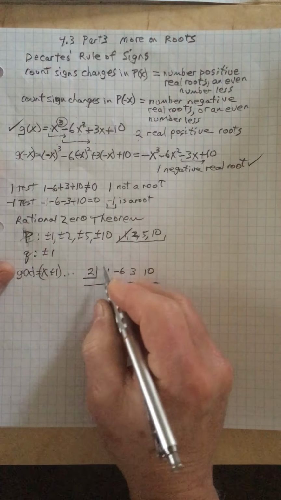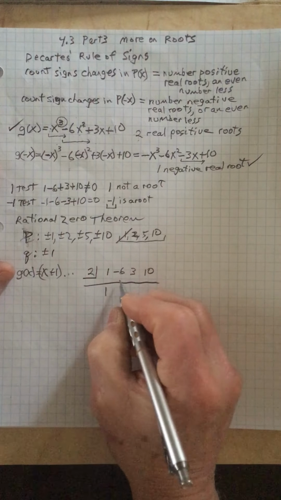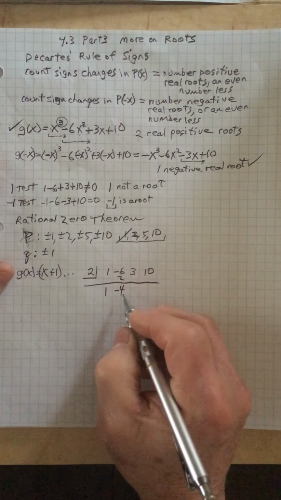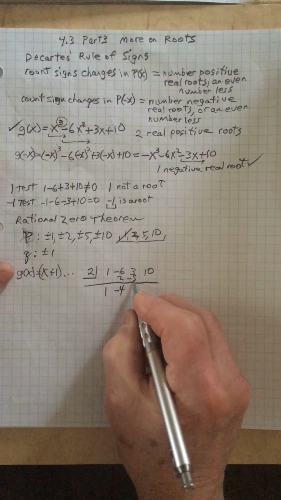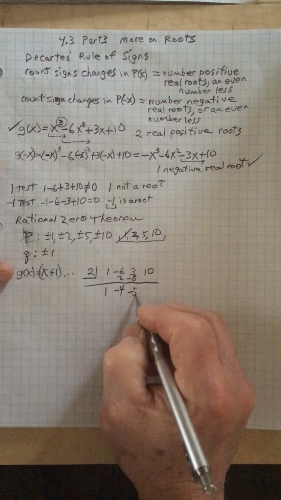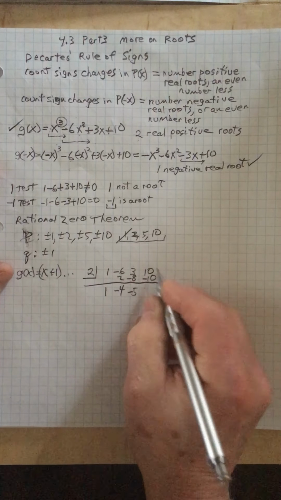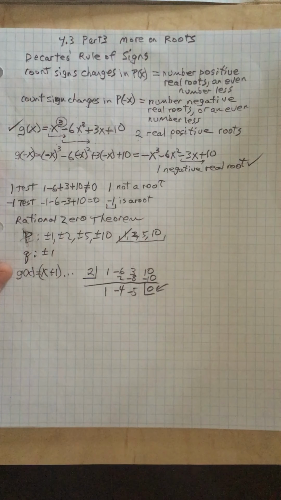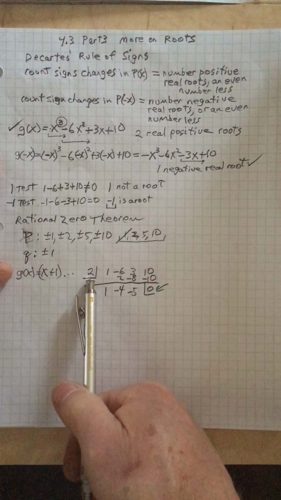Again, draw the line, bring down the first one. 2 times 1 is 2. Add these up. 2 times -4, that's -8. Add these up. Multiply these, that's -10. Add these. That's a 0. Since that's a 0, that means 2 is a root.